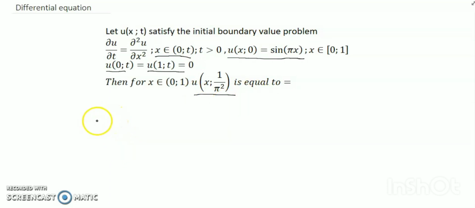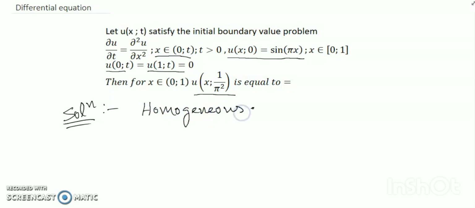So friends, we know the formula for the solution. We know the equation, this equation is called the homogeneous heat equation. We have to remember this for competitive examinations. Homogeneous means that the boundary values u(0,t) and u(1,t) are equal to 0.